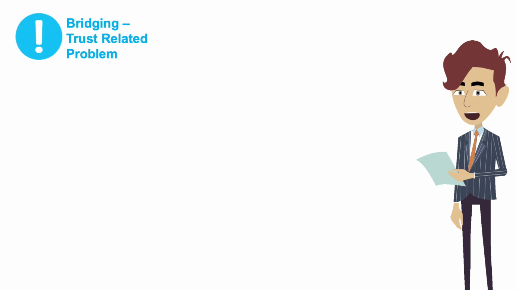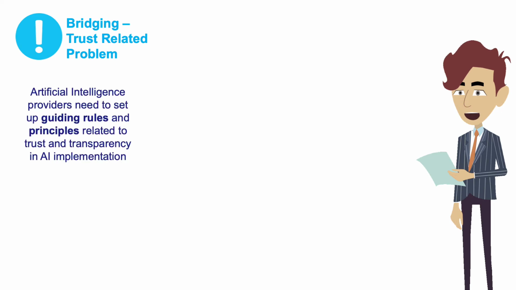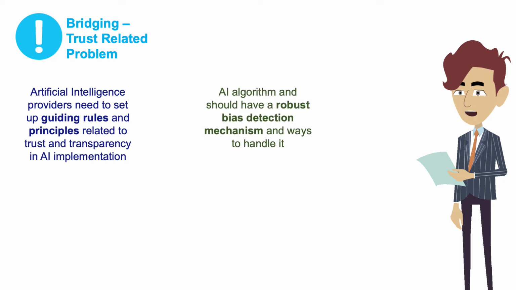Okay, so in bridging trust related problems in artificial intelligence, the following measures can be taken into consideration. All the major artificial intelligence providers need to set up guiding rules and principles related to trust and transparency in AI implementation. These principles need to be religiously followed by all of the stakeholders involved in artificial intelligence development and usage. All the stakeholders should be aware of the bias which inherently comes with AI algorithms and should have a robust bias detection mechanism and ways to handle it.